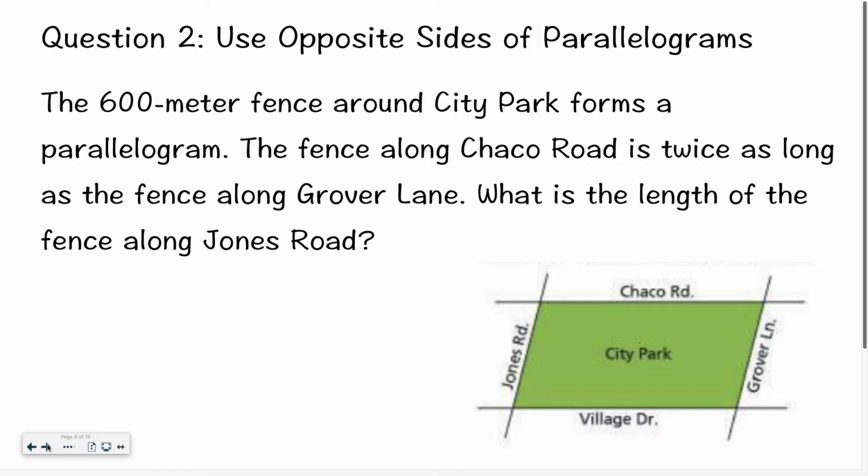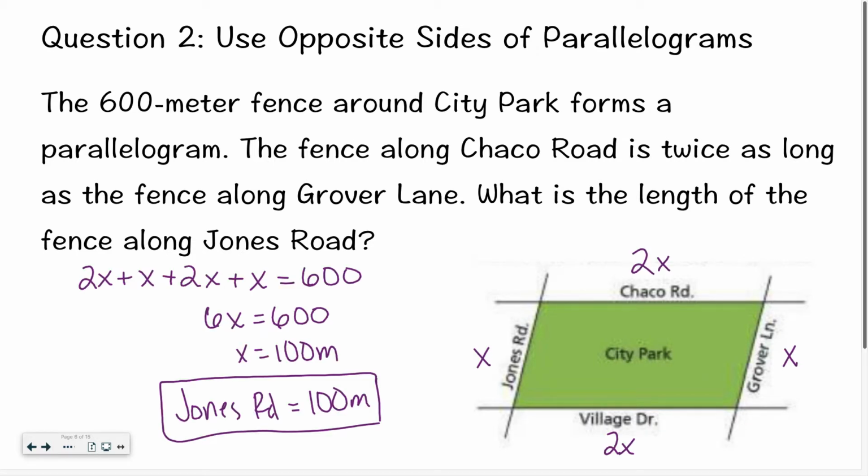Good luck. Hopefully for this one, you started labeling your parallelogram and you said, okay, if the fence along Chaco Road is twice as long as the fence along Grover Lane, I'm going to use X to represent my variable for Grover Lane, since we don't know how long it is. So Grover Lane becomes X, Chaco Road would be twice that amount, so 2X. And then if I remember that opposite sides of parallelograms are congruent, that means Village Drive also has to be 2X because it's opposite of Chaco Road. And then Jones Road would have to be X because it's opposite Grover Lane.